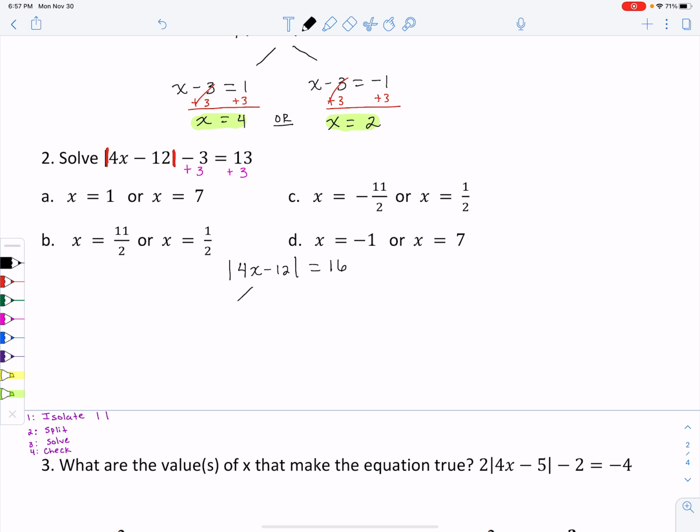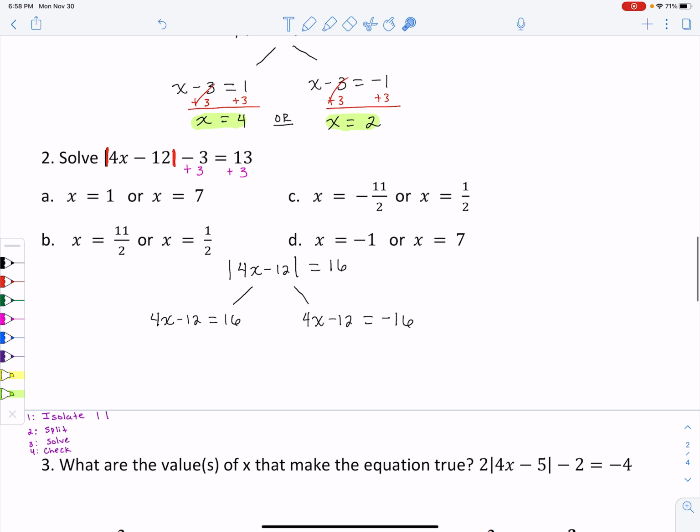So now I'm going to split it into 4x minus 12 equals 16, right? So that's my positive answer. And then the other one is exactly the same. 4x minus 12 equals negative 16. So the stuff inside the absolute value stays the same always. You just bring that down. The only thing you change is the sign in your answer. So one of them you keep it the same, the other one you make it negative. So those are your two equations that you need to solve.